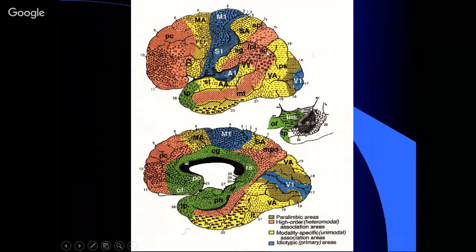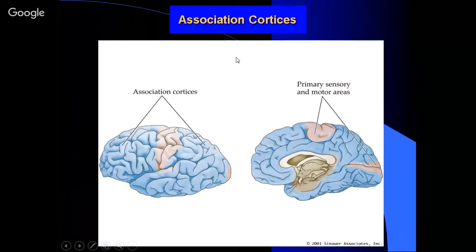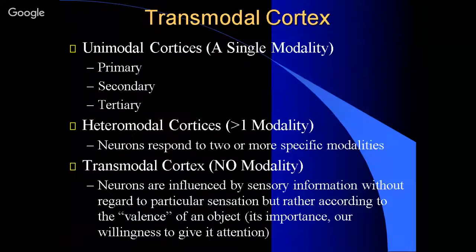But then when you get to the center, the confluence of all of these, that's when you really start to get to what are called transmodal. Okay, so heteromodal means it mixes more than one modality. Transmodal is the highest level of association cortex. In transmodal, the neurons are not influenced by the sensory information of any particular type. What they respond to is known as valence. And valence means how interested you are in it. And that becomes the key.